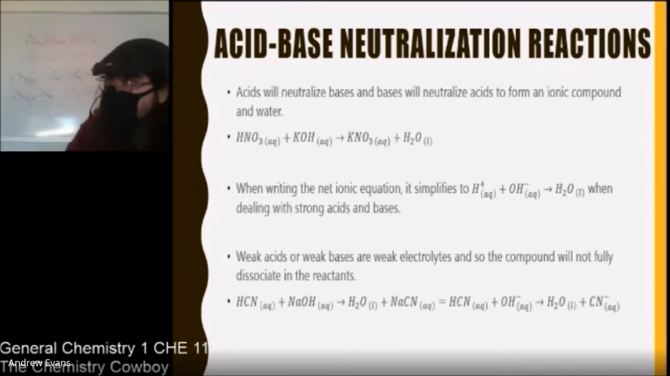Acids and bases will want to form water, and that pure liquid will stay around. The only problem is weak acids are weak electrolytes, so they will not ionize when we write the ionic equation. The example I give: HCN plus NaOH goes to water and sodium cyanide. So the net ionic equation would be HCN plus OH minus goes to water and cyanide minus. Because HCN is a weak electrolyte, it screws everything else up. It's not allowed to just fully separate.